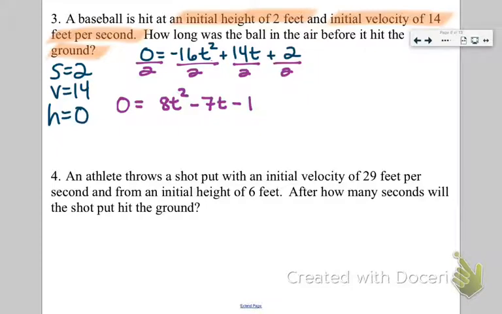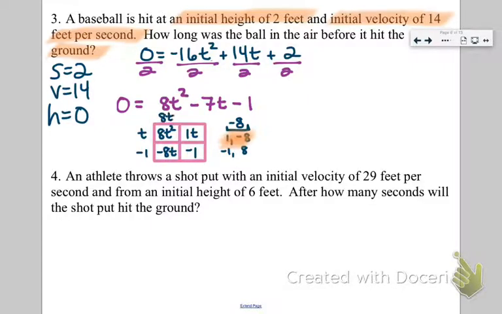Alright, we have a leading coefficient of 8, we've got to use the box method. Our magic number is -8, and the factors of -8 that add to -7 are 1 and -8. Plug them in. Factor out to the left, and factor out to the top.